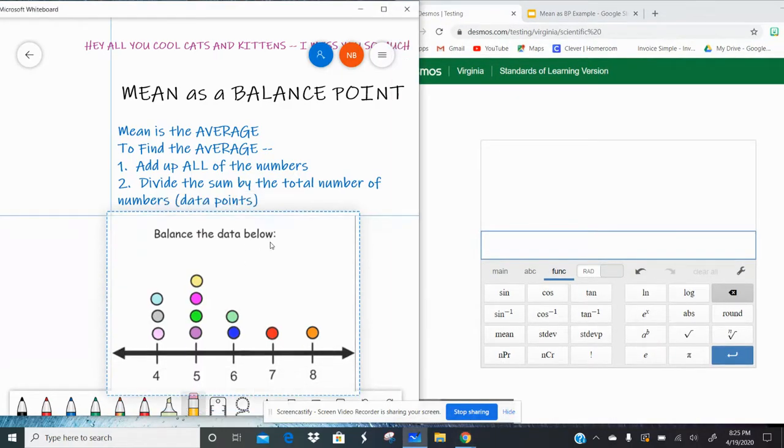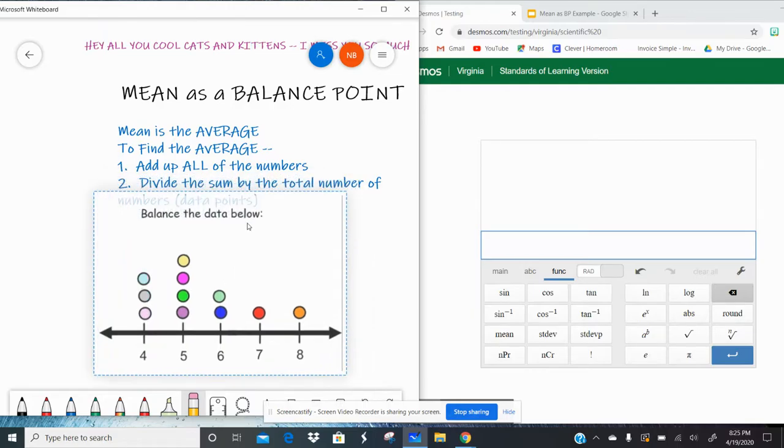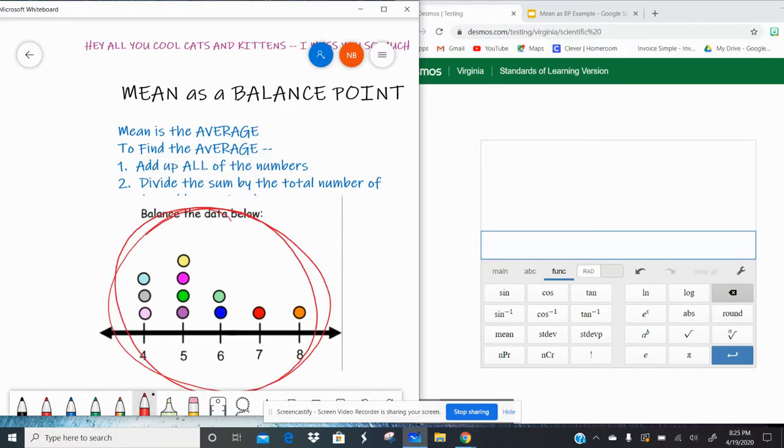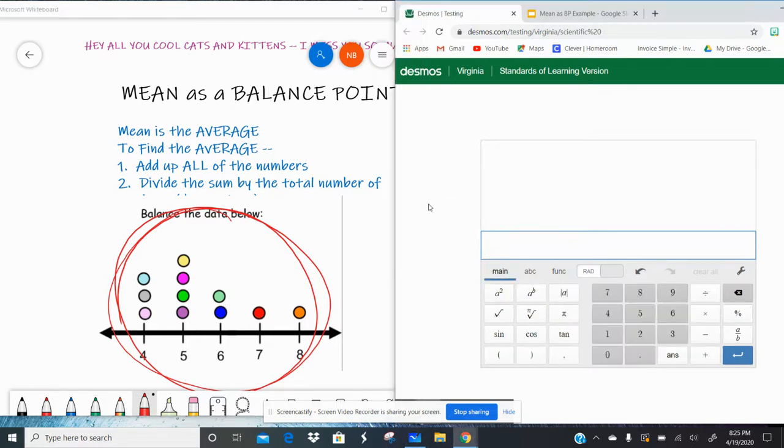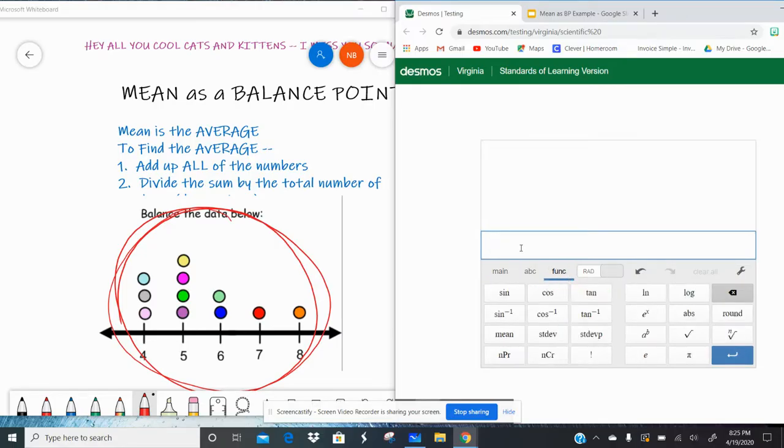All right, so here's my data set. I'm going to cover up our words just a little bit, but here's our data set, my dot plot is what that's called. If I open up my Desmos calculator, this is the screen that opens up, this main tab. But if you go to function and go down to where it says mean, the Desmos calculator will actually do all of this hard work for you.